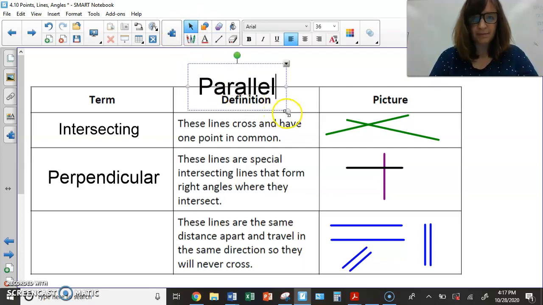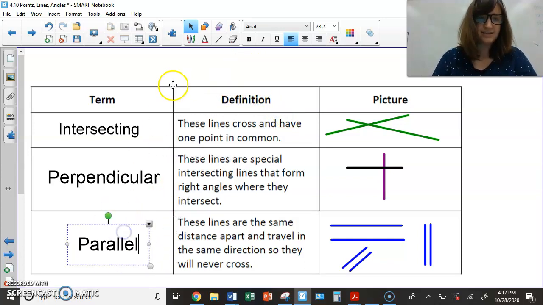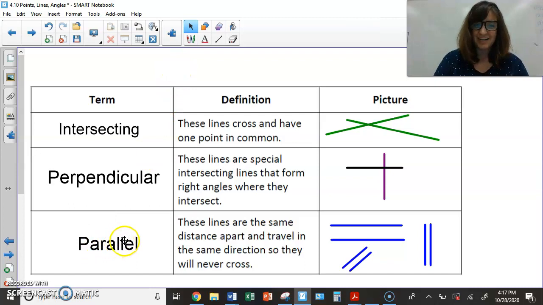The way I remember parallel lines, and the way a lot of people remember parallel lines, is it has two L's right here that are parallel. They look like this. So it helps me remember these two lines do not intersect.